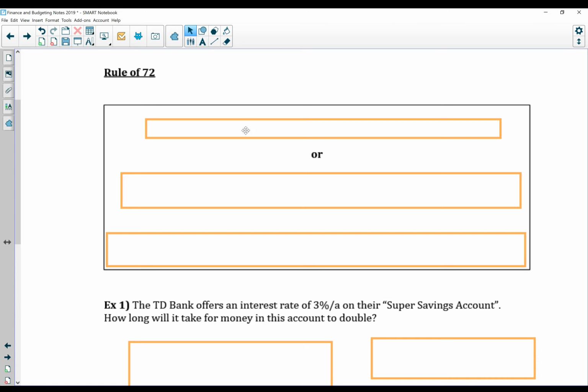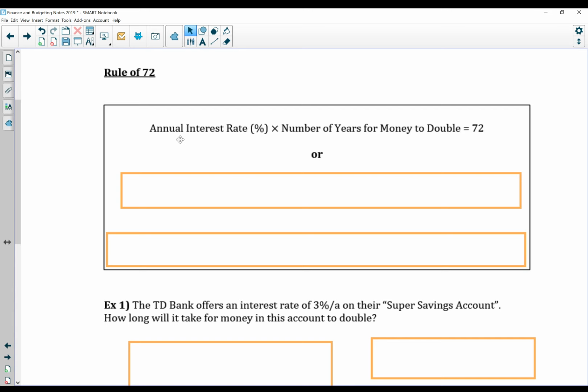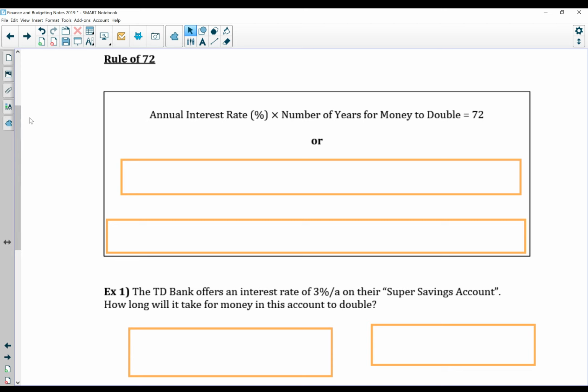The Rule of 72 states that if I take the annual interest rate as a percentage and I multiply by the number of years for the money to double, it will equal 72. It's just an interesting result in math that someone found out. And so we can use it as a general estimate.